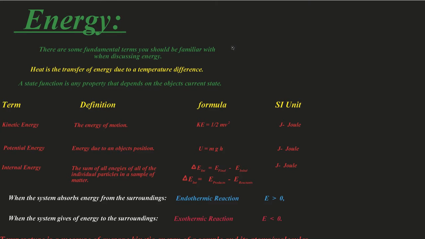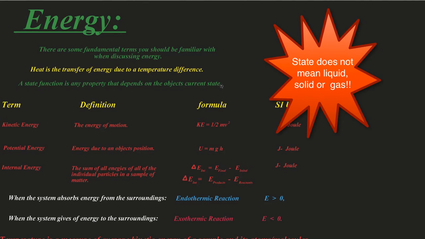Today we're going to discuss the concept of energy. There are some fundamental terms that you should be familiar with if you're going to properly discuss energy. Now when we're talking about heat, we're going to be talking about the transfer of energy due to a temperature difference in the objects that are transferring the energy. And a state function is any property that depends on the object's current state. And I do not mean by state liquid or solid or gas. I mean pressure, volume, things of that sort.